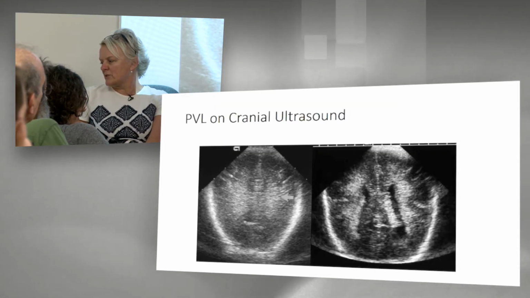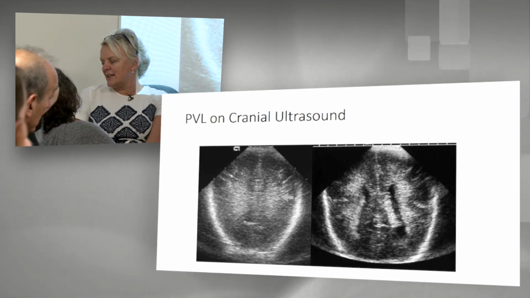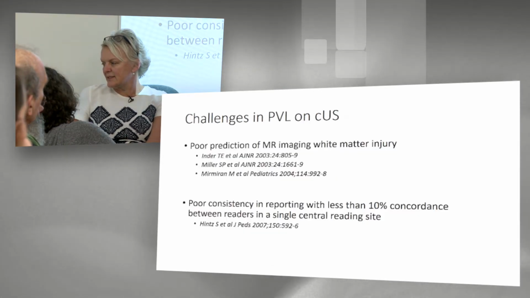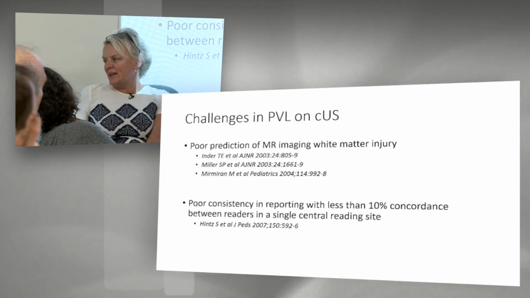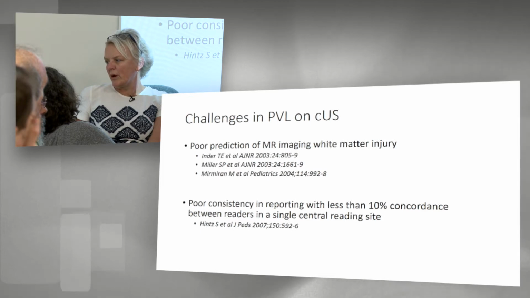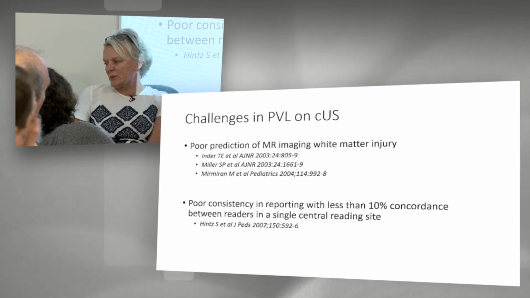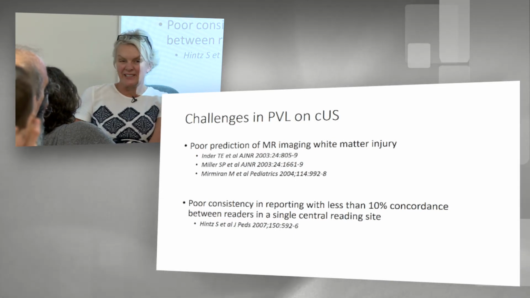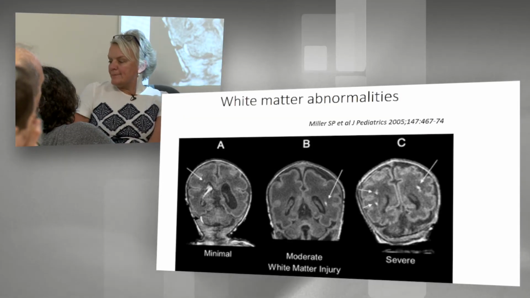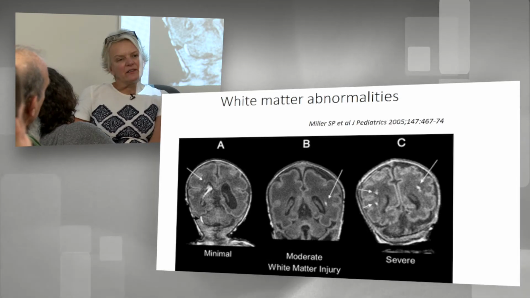What does it look like on ultrasound? It's usually defined as this echo density that is equal to or greater than the choroid and is present for greater than 7 days. It's challenging to diagnose PVL on ultrasound. Many groups now have shown poor correlation between MR and ultrasound, and it's also been shown that there's poor consistency in reporting even in the setting of cystic PVL, which I find even harder to believe. But white matter lesions, it's hard because lots of people call them different things on MR.